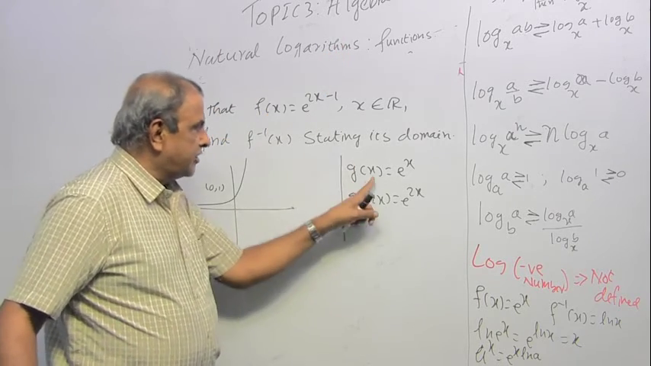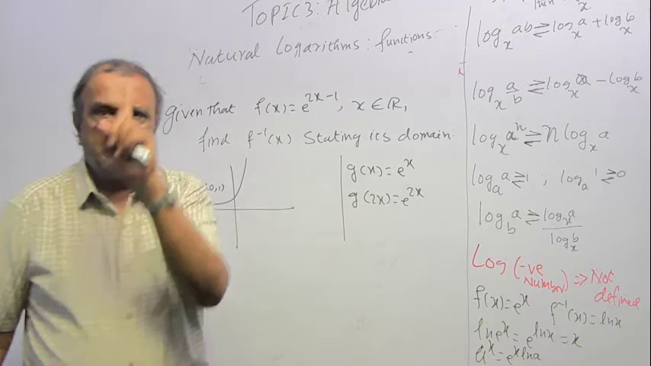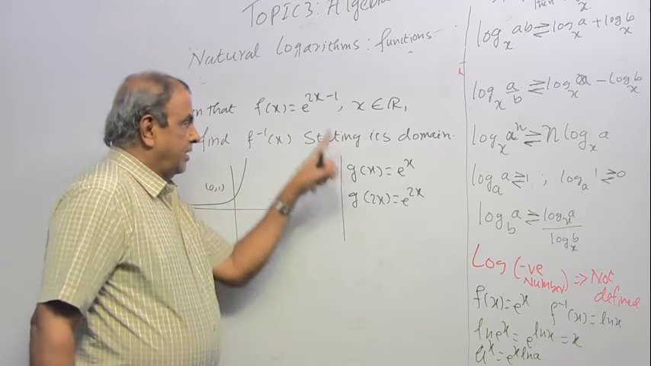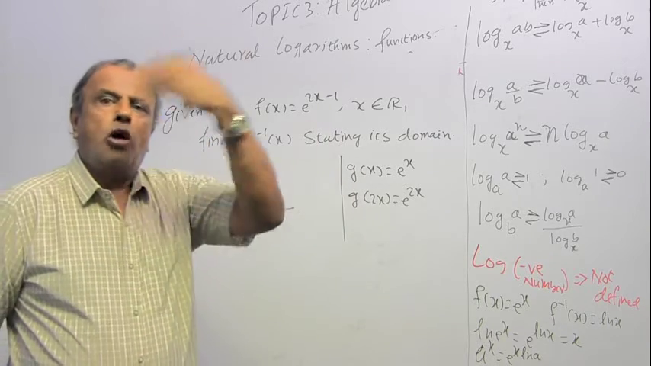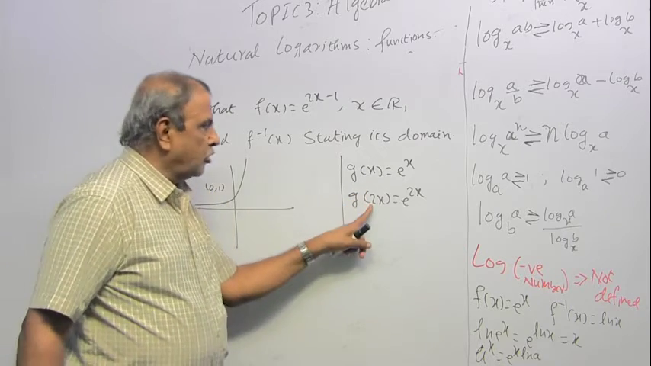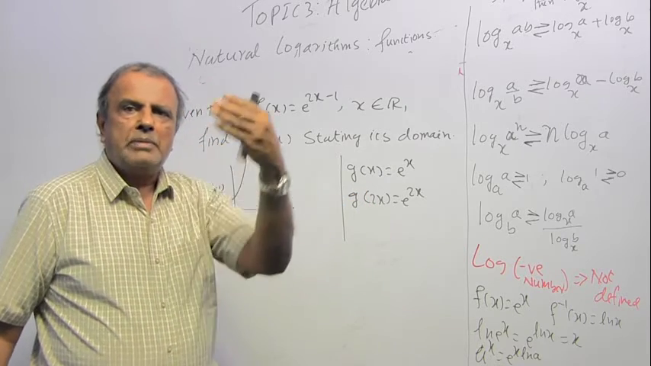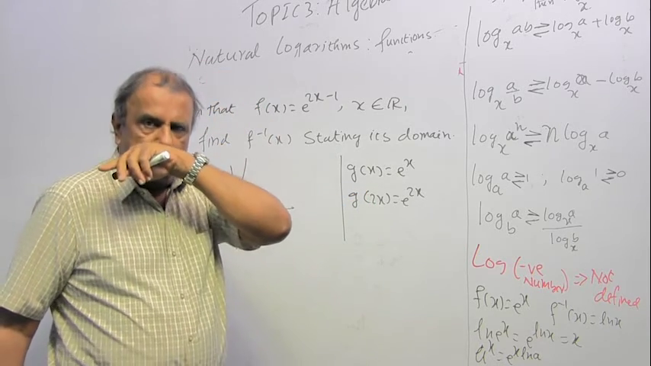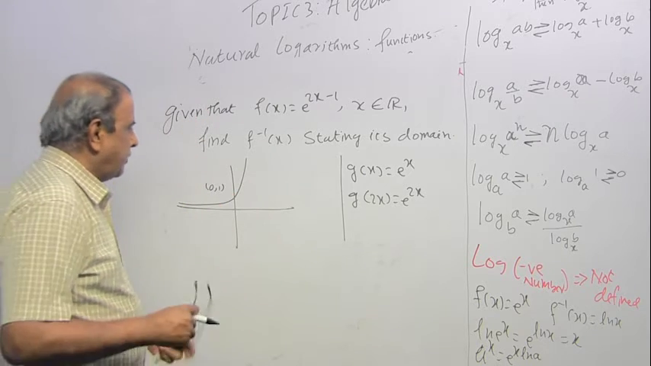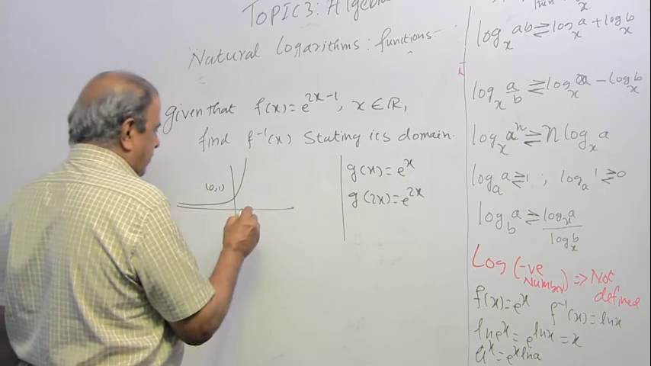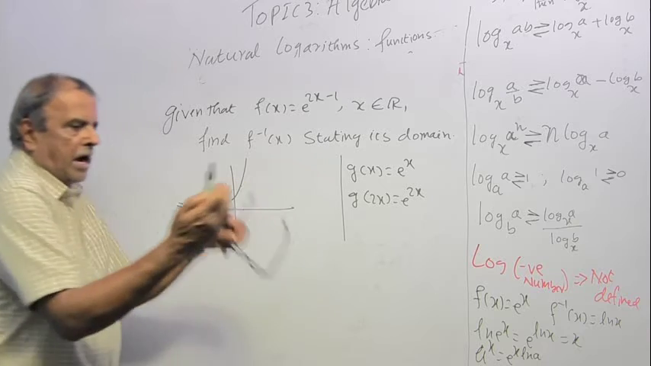The change is inside the bracket, so it affects x. The change inside the bracket affects x in the opposite way. So if it is 2x, the values will be multiplied by half. Meaning y values don't change, x values are multiplied by half. For example, if this was 1 and e, it will be half and e.